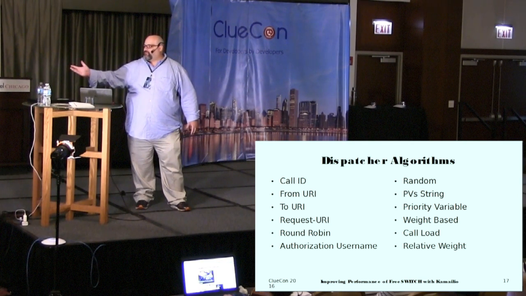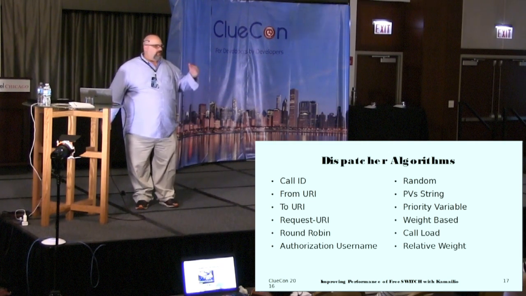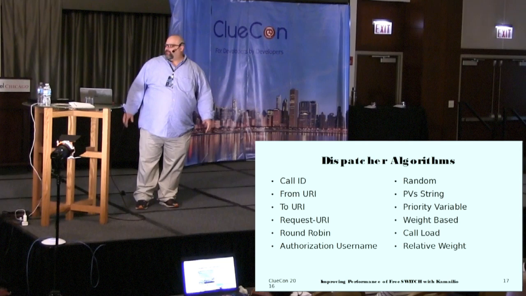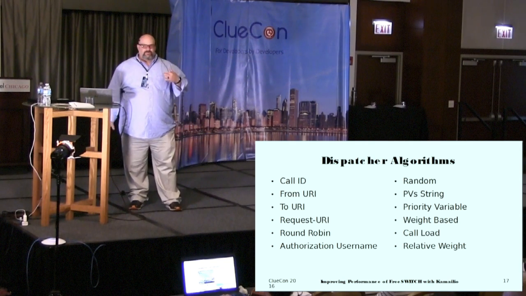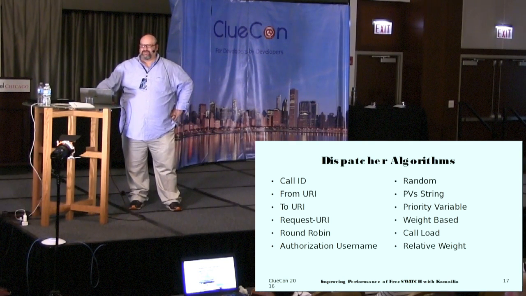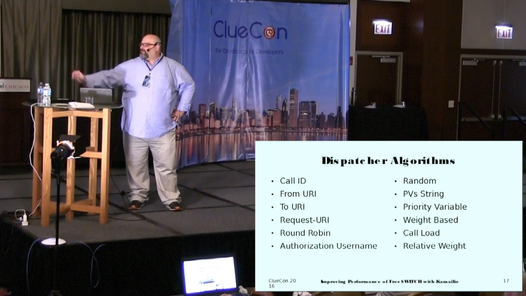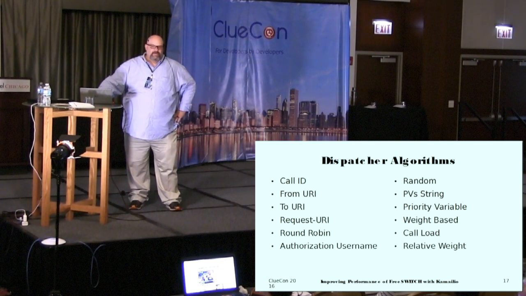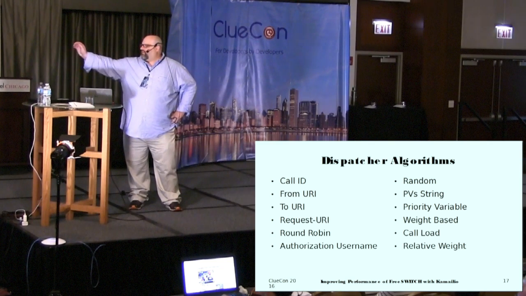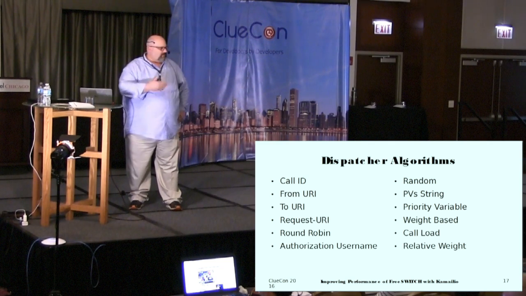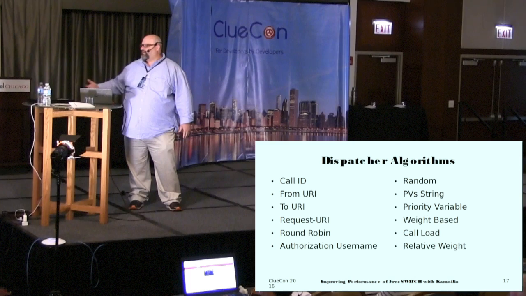I could use just a random round robin. I could do it based on username, so that a user should always be going to the same call. Kind of good if I'm doing a single user with parked calls. Random, that's pretty, can't tell what that one is, right? And then the PV strings is anything that you come up with yourself, any kind of variable.